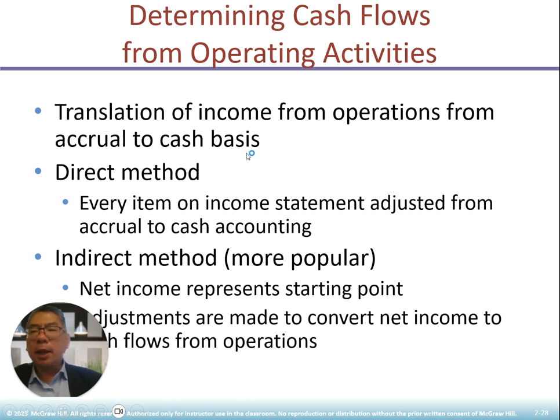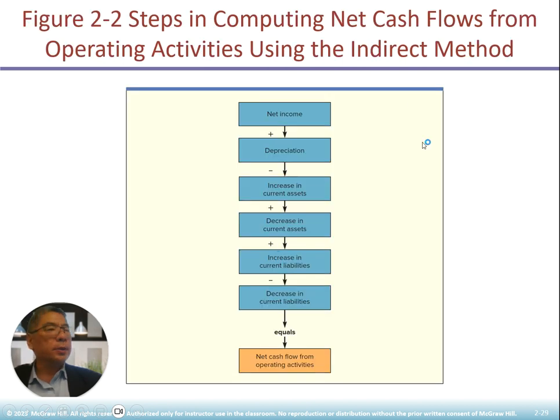So to determine cash flow from operating activities, we have to transition income from operation from accrual to cash basis. In the indirect method, every item on the income statement is adjusted from accrual to cash accounting. In the indirect method, which is more popular, net income represents the starting point, and adjustments are made to convert net income to cash flow from operation. This is the step in computing net cash flow from operating activities using the indirect method. You take net income, plus depreciation, minus increase in current assets, plus decrease in current assets, plus increase in current liabilities, minus decrease in current liabilities. You get the net cash flow from operating activities.